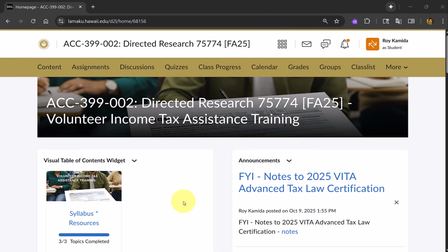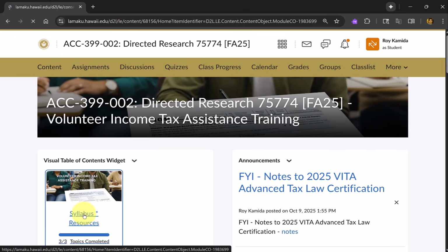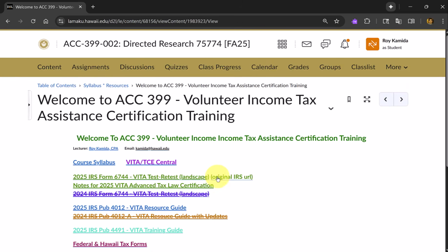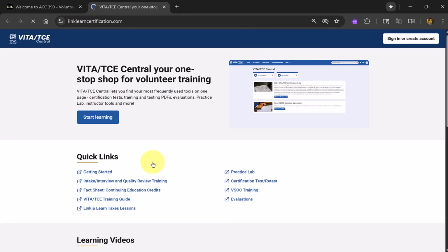So to get to Practice Lab, let's get the syllabus and resource page up. I've already shown you the links to download the test file, this form 6744, and our resources, this VITA resources and training guide. But the online tests and the software are located here at the VITA TCE Central site. Here's that practice lab software.